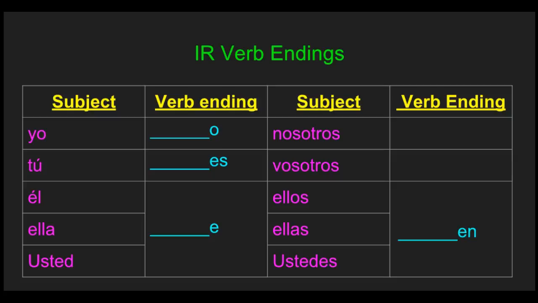If you want to say that we are doing something and the verb that we're doing is an IR verb, your ending would be imos. If you want to say that you are doing something and the you that you're talking to is a group of people and you're in Spain, then you would use the ending ís, accented ís.